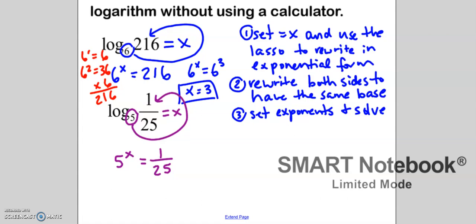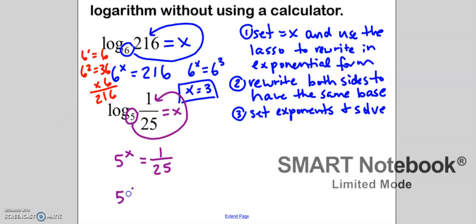So I'm going to keep the left 5 to the x because there's really nothing else I can do over there. I can't rewrite 5. It's just 5. But recognize that on the right-hand side, even though it's a fraction, I can sort of try this out. I can rewrite 25 as 5 squared, and at least I'm making progress. Maybe I don't really know right now what to do next, but it does look like I'm getting closer to having a base of 5 on both sides.